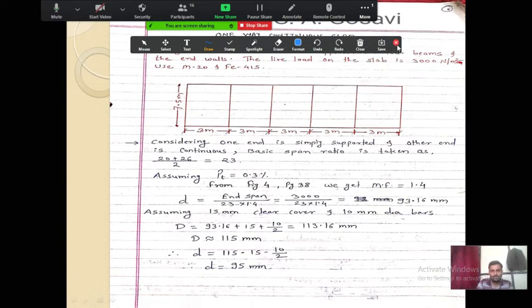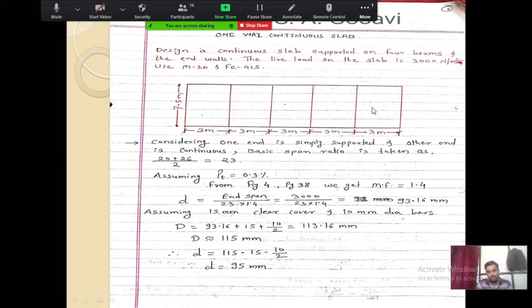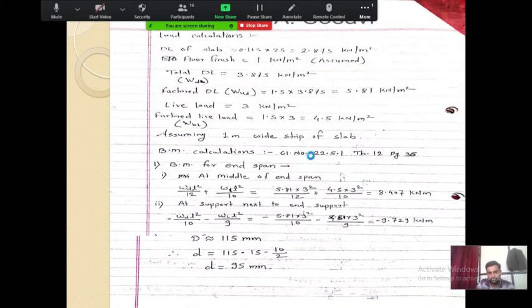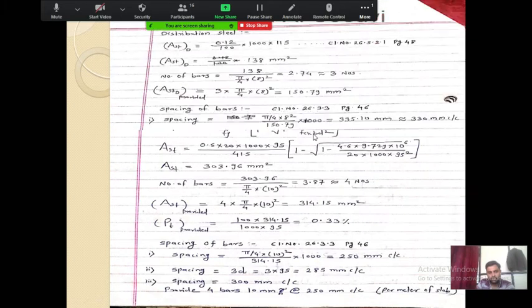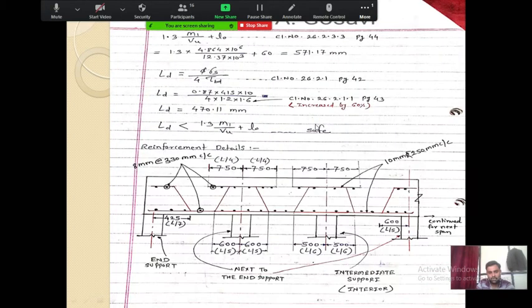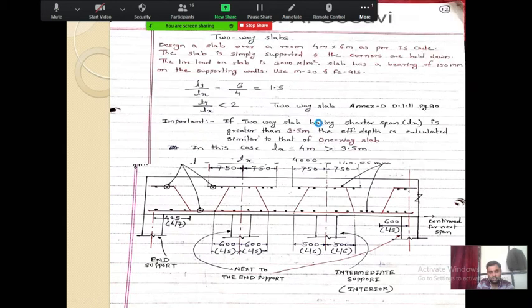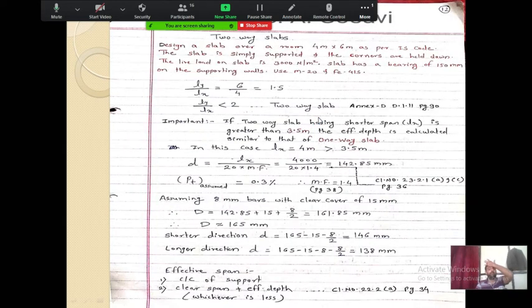So now we will move to the design of two-way slab. Okay, this we have already seen in the last lecture. Two-way slab design.